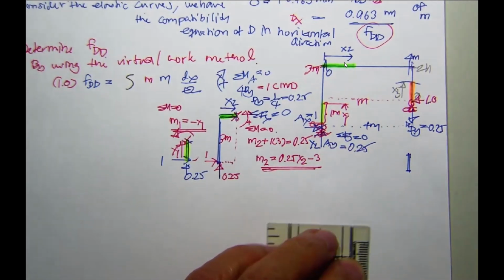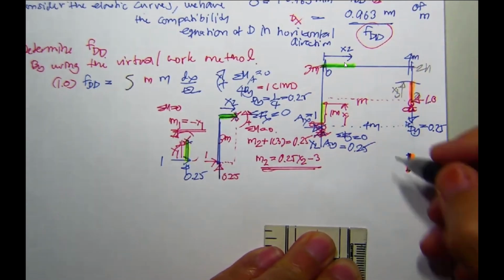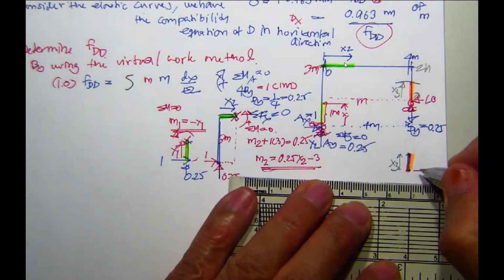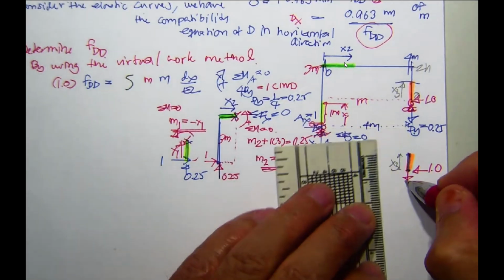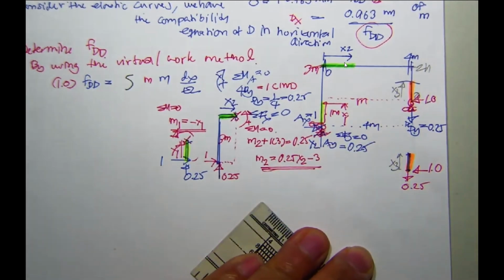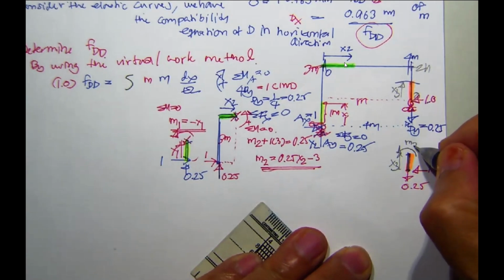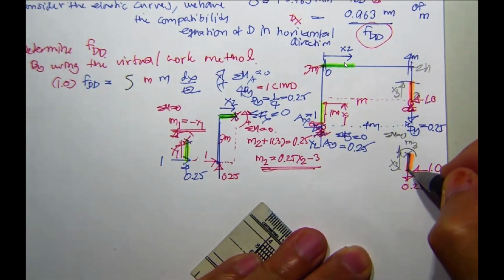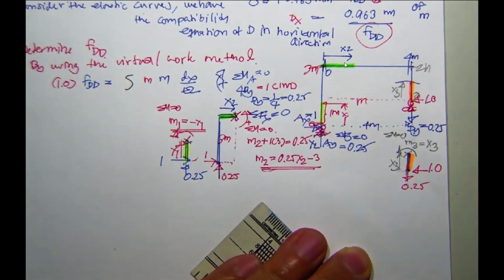We're going to cut this one, and this is going to be in orange. This is going to be our x3. This is something that is 1.0 uniform, and also 0.25. Now, this is going to be small m3. If you take the summation of the moment over here to be 0, to find the moment, you are going to have x3. So this is going to be x3.